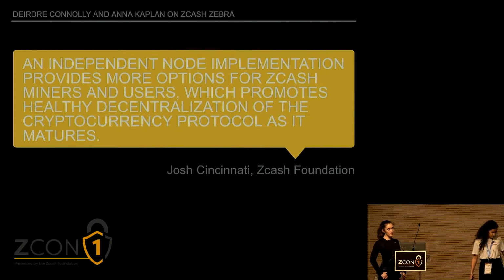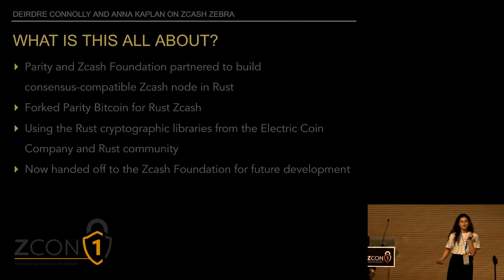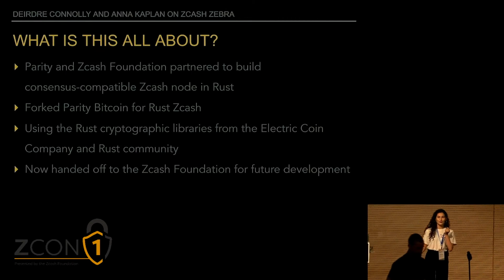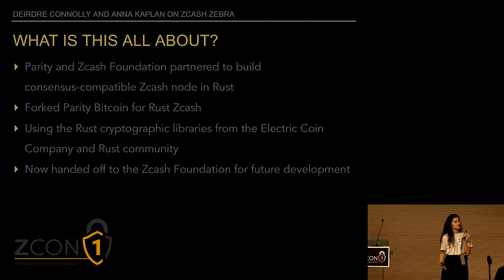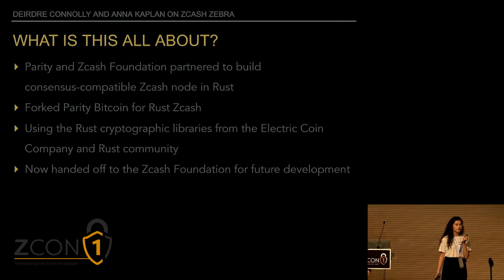So I'll tell you a little bit about the history of that and what actually happened. So what happened is that Parity and the Zcash Foundation partnered. There are also some Parity folks here, so go and say hi if you see some. I assume they are okay with that. Partnered to build this consensus-compatible node in Rust. And what Parity did is they forked Parity Bitcoin to do a Rust Zcash option, and we use the Rust cryptographic libraries from ECC and the Rust community. And this was handed over now to the Zcash Foundation for future development.